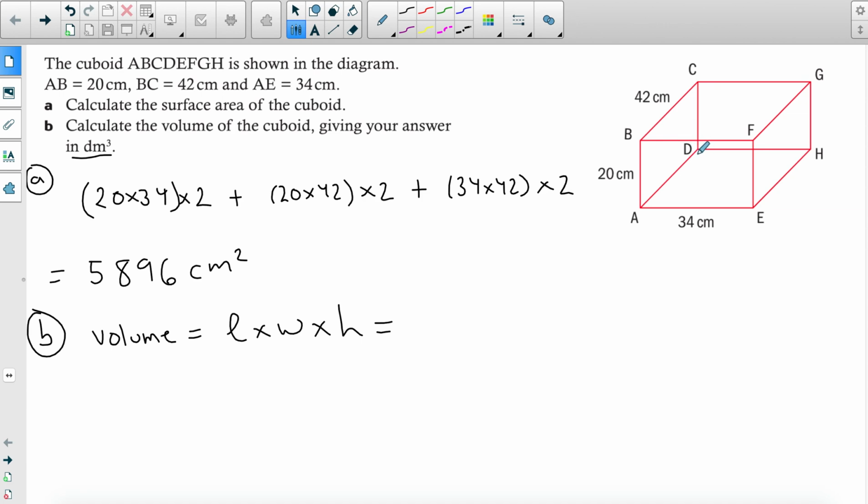Basically what you're doing is you're finding the area of this face, and then you're just seeing how many times it multiplies to the top. So that's you multiplying by the height. So length times width, and then how many times does it multiply to give you the volume. It's more straightforward in a cuboid than any other shape, so it's just multiplying all the lengths together. 20 times 42 times 34, which should give you 28,560 centimeters cubed.